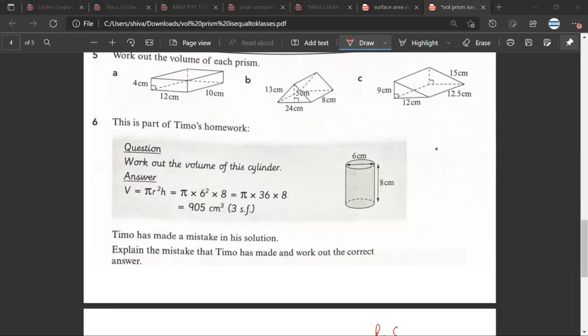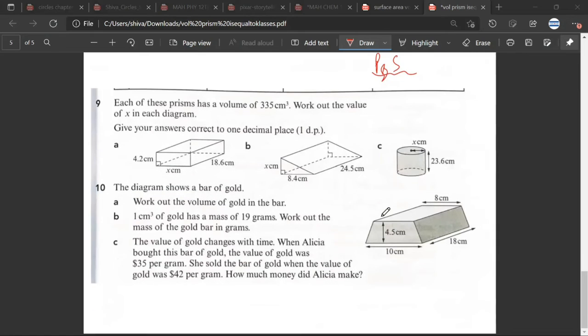So for example, when we look at these figures, area of cross section, multiply by side. Any doubt? Sir, in this question, the area of cross section is pi r square. The mistake that Timo has done is that instead of finding the radius, he has taken the diameter. Any doubt, Mr. Sarthak? No, sir. Mr. Satya, any doubt? No doubt, sir. Once you understand the logic, questions are simple.